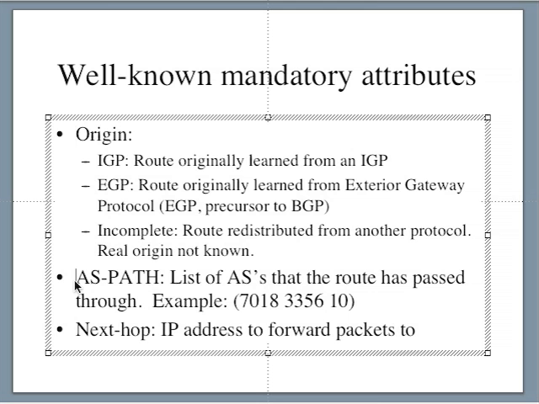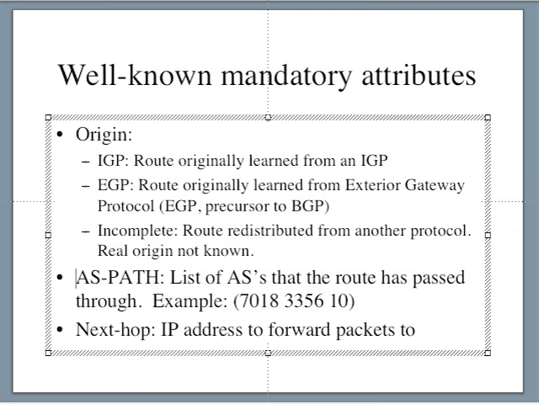The second well-known mandatory attribute is the AS path, the list of autonomous systems that the route passed through. For example, the AS path for an update might be 7018 3356 10. That means that the route originated in autonomous system 10, which I believe is Carnegie Mellon University, and then it passed through, from autonomous system 10, it passed through autonomous system 3356, which I believe is Level 3, and then it passed through 7018, which is AT&T. And then it came to you. So presumably your autonomous system is directly connected to autonomous system 7018.